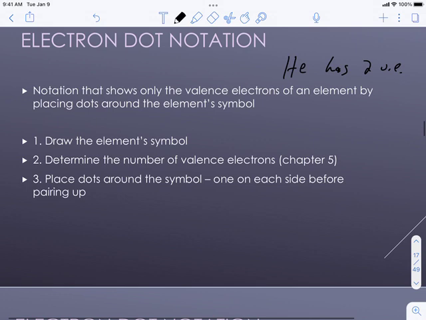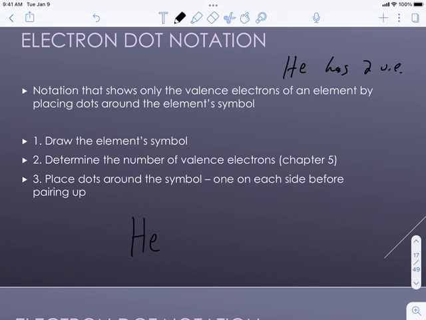We draw the element symbol. Determine the number of valence electrons. Look at the group number. I see helium's in group 18, but I know it's an exception and it has 2. Place dots around the symbol, 1 on each side before pairing up.